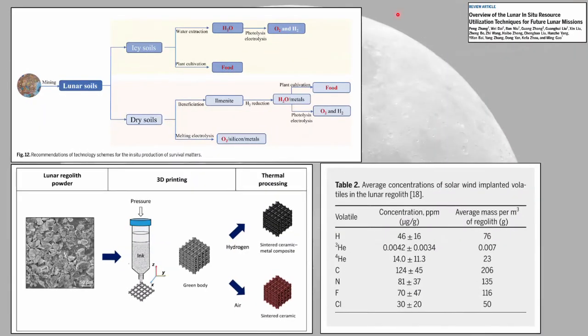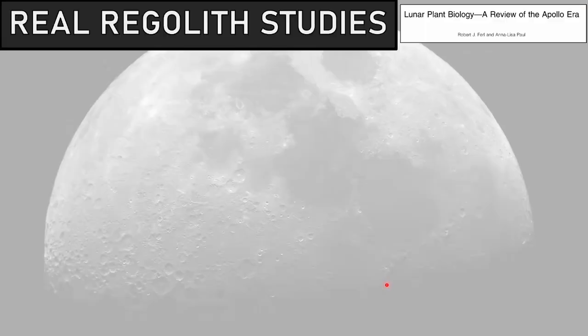And so there are some figures here. The top one talks about the different types of soils, or regolith more accurately, and what might be done to them to extract the things needed. Lunar regolith has also been studied in 3D printers to create substrate, like building materials. And then some of the different concentrations of various volatiles in solar wind are implanted into the lunar regolith.